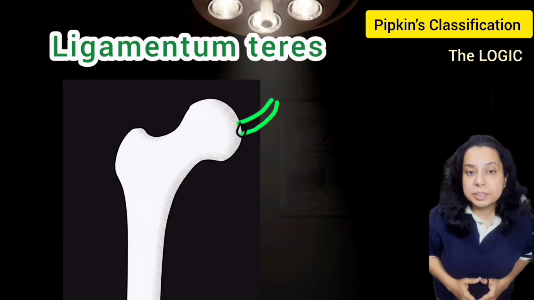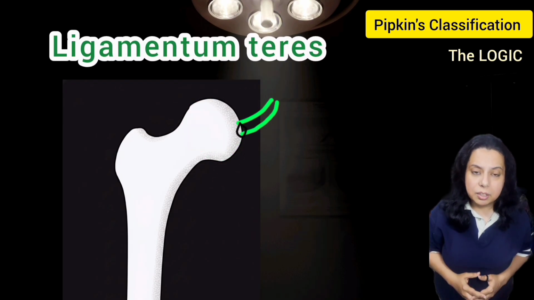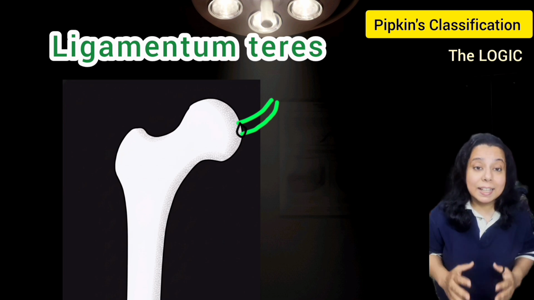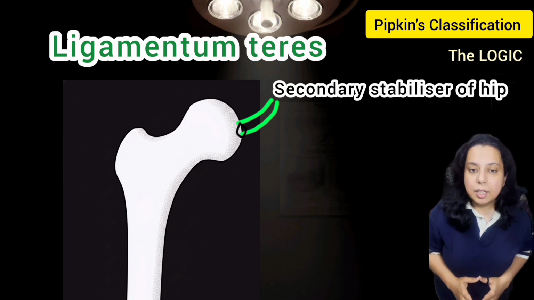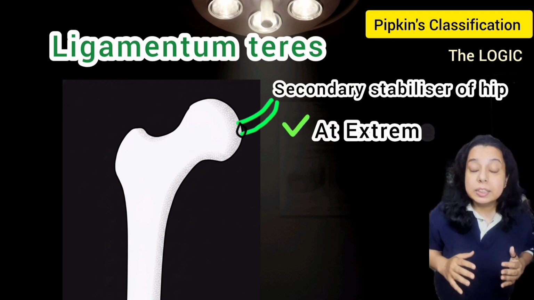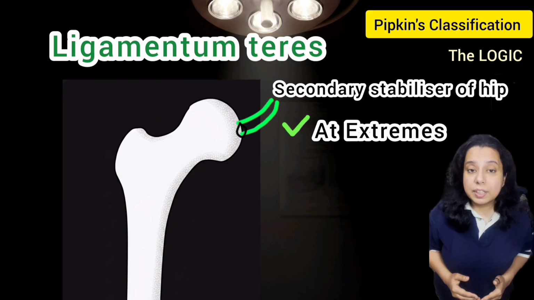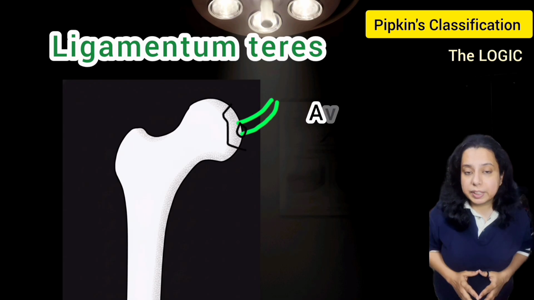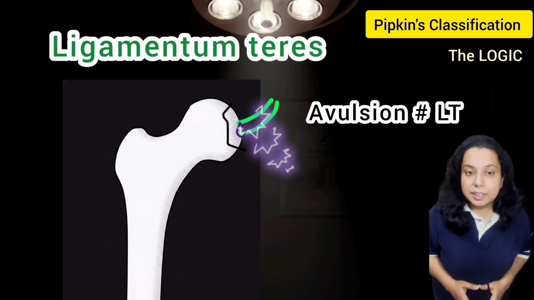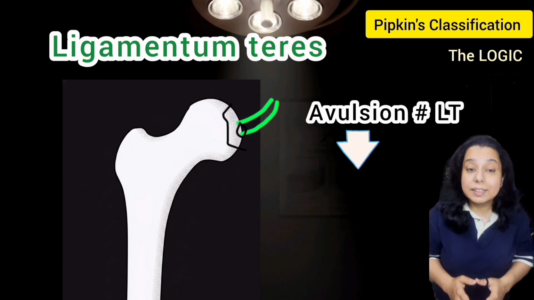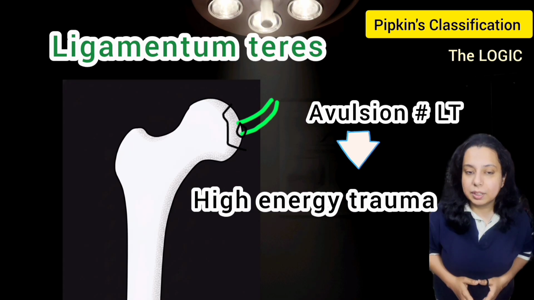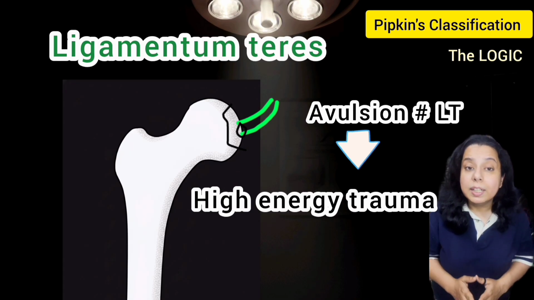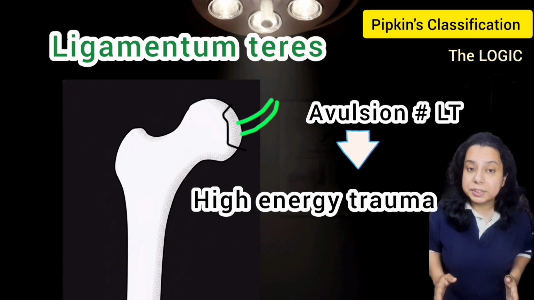The role of ligamentum teres is often undermined. Why? Because it acts as a secondary stabilizer, particularly at the extremes of hip motion, where it functions like a check rein. Therefore, when you see an avulsion fracture of the ligamentum teres, it is highly suggestive that this was a high energy trauma, where the hip has undergone extreme ranges of movement.